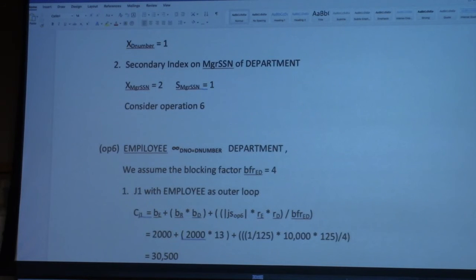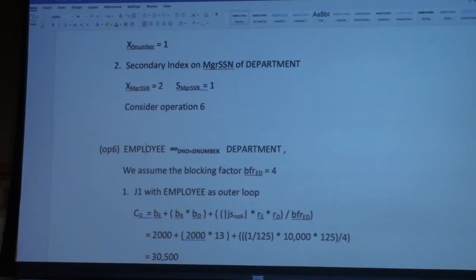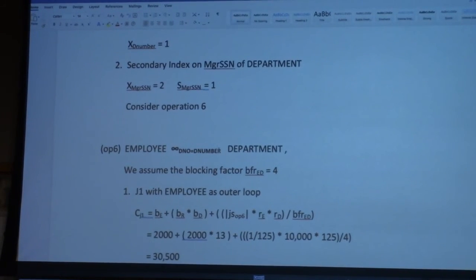So this is the join of employee with department, with the join condition DNO equal to D number. DNO of the employee, D number of the department. Then the blocking factor for the join is, let's say, 4.